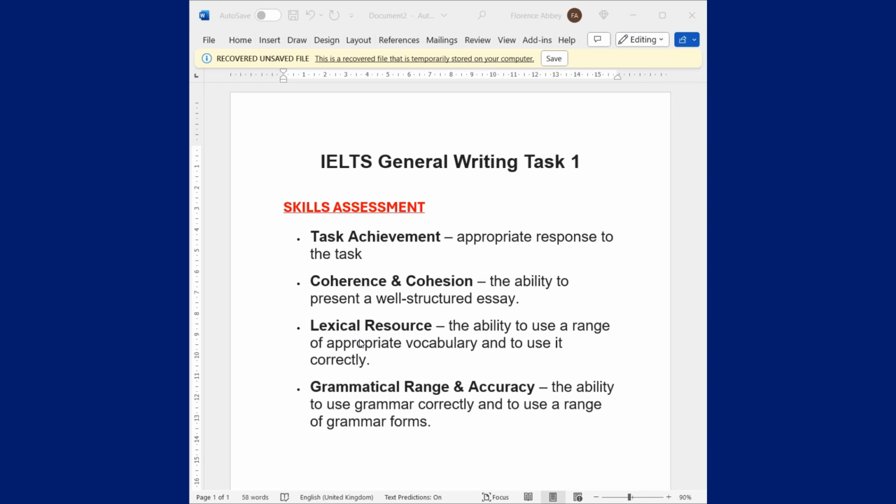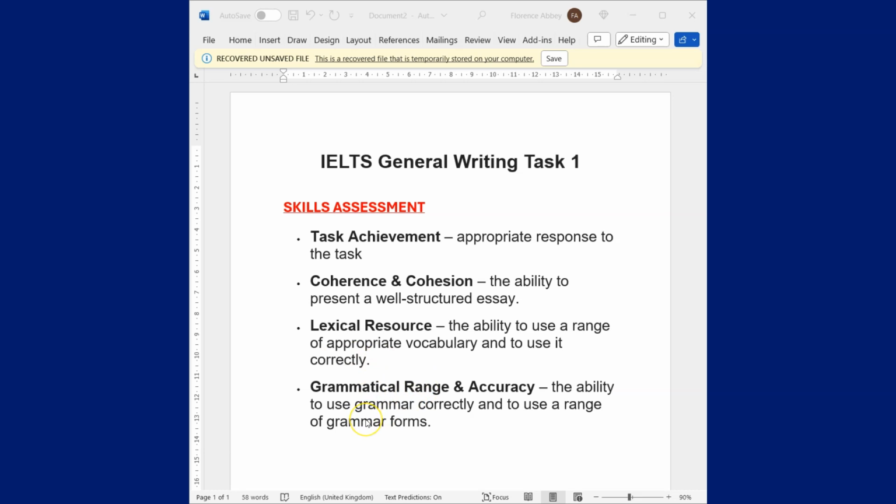So you need to have appropriate vocabulary. That means it should be words that you understand, that are well used in that particular context, and that you use correctly. Very, very important. This means that it's not about how big the word is, it's about how correctly you use it, and how appropriately it fits the context. Very important for you to note that.